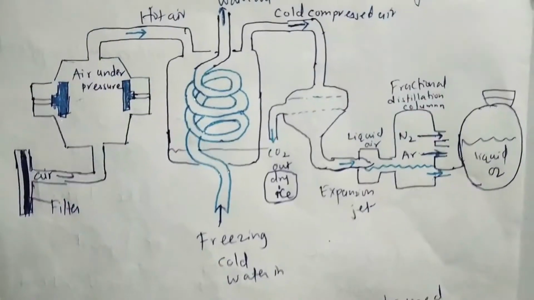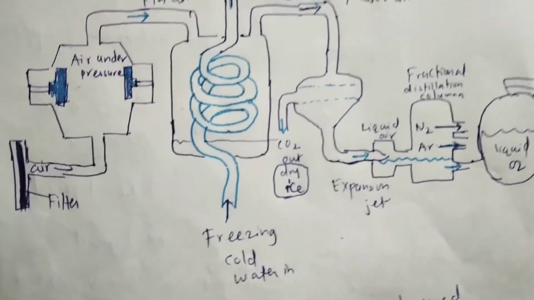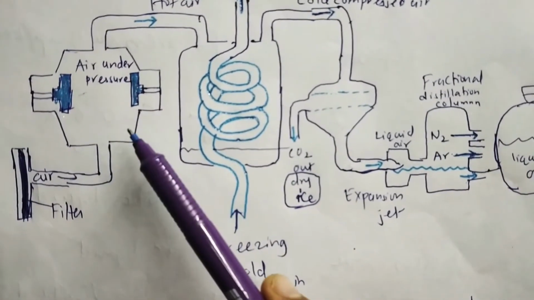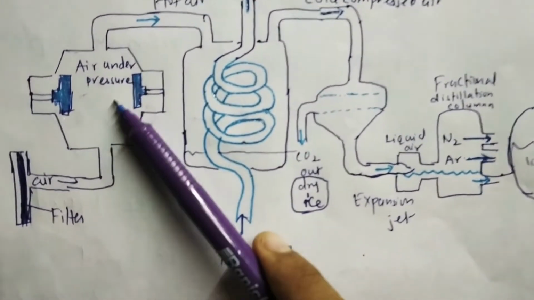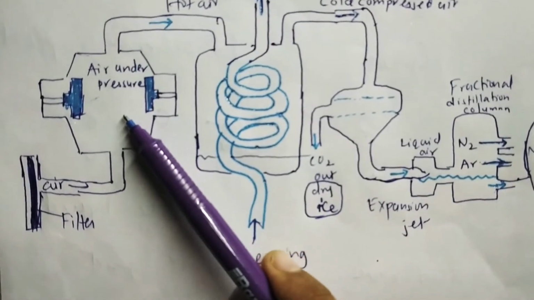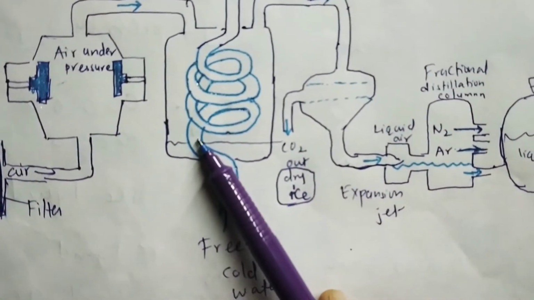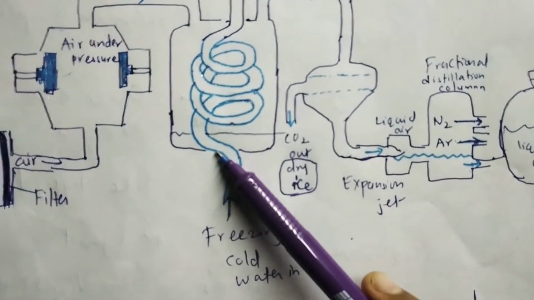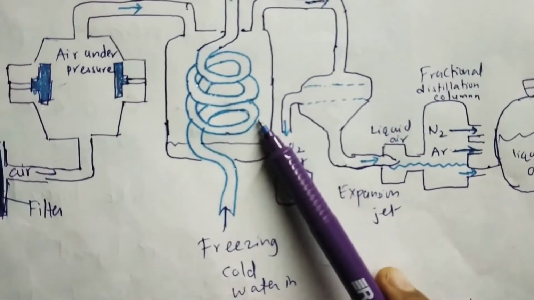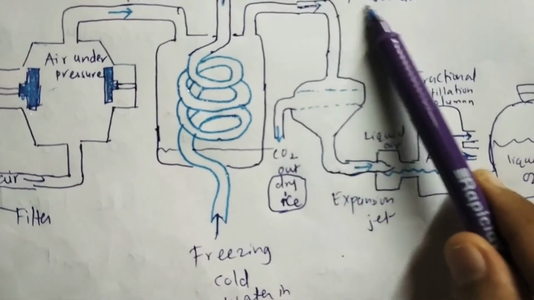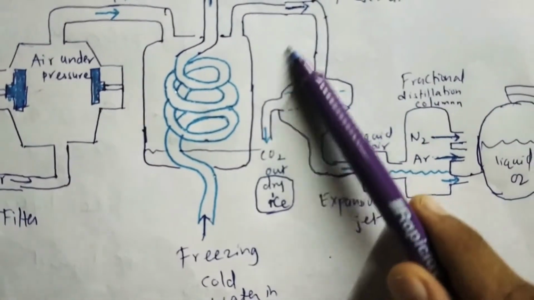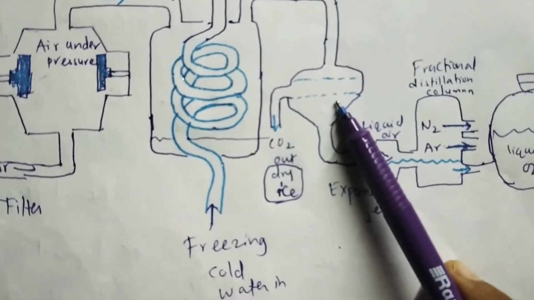Now let's see the process again. So this is the setup. So students, you understood why we are pressurizing the gas, because we want to convert it into liquid. Now this normal air is passed in this chamber and freezing cool water is passed, so the air gets cool. Now this cold compressed air is passed in this chamber.